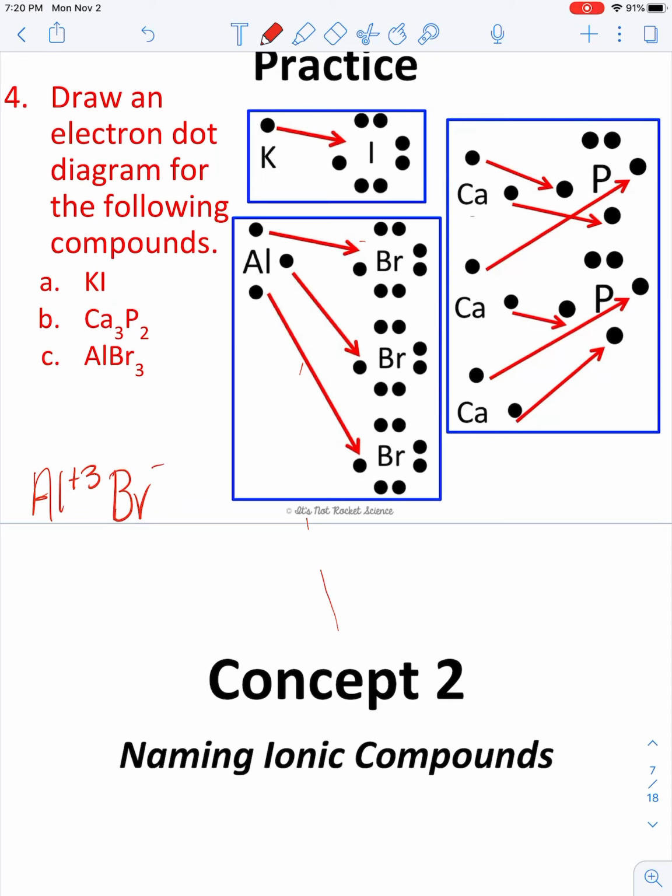and bromine, sorry, that is my puppy. So you end up with AlBr3 when you crisscross and reduce. Or you can draw the Lewis dot with the number of valence electrons, and you can see that everybody ends up being full. Using the charge just makes it a little bit easier to figure that out.